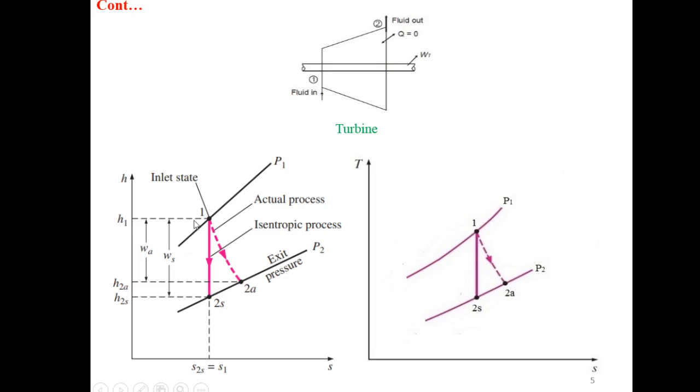So the work between 1 to 2s is Ws, and the work performed, or work obtained, between 1 to 2a is Wa. So this is the actual line, the dotted one, and this dark continuous line is the isentropic process line. You can see here s1 equals s2s, and this is the T-s diagram in which we have the isentropic process as a vertical continuous line, and the dotted line represents the actual process.